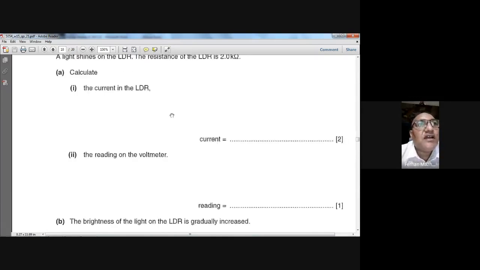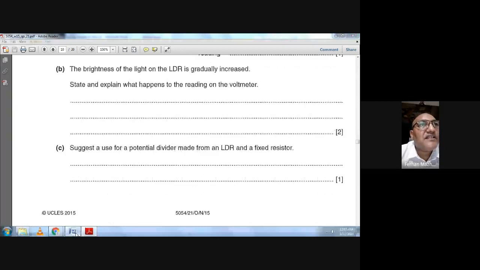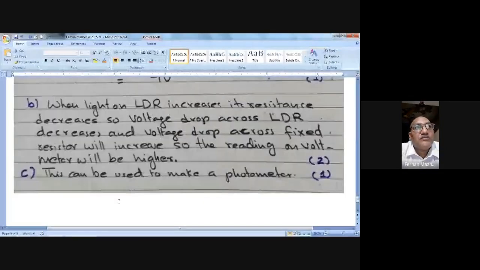It's a 2 mark question. Let me read you my answer. I've written this answer also. The B part is on your screen. When light on the LDR increases, its resistance decreases. So voltage drop across the LDR decreases and voltage drop across the fixed resistor will increase. So the reading on the voltmeter will be higher. It's a 2 marks question. I hope that you have understood the concept.